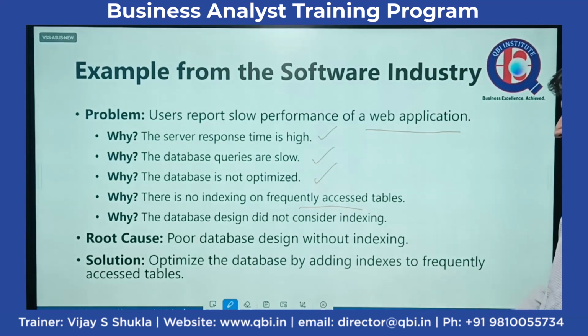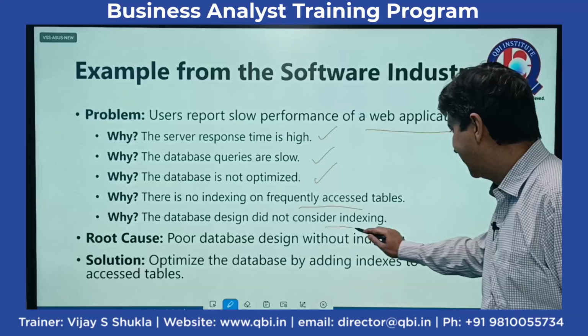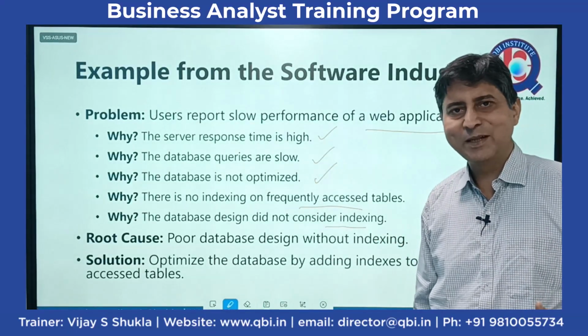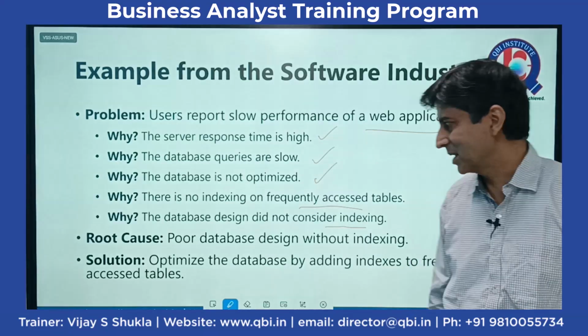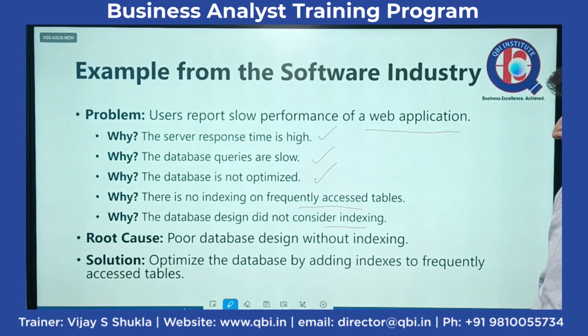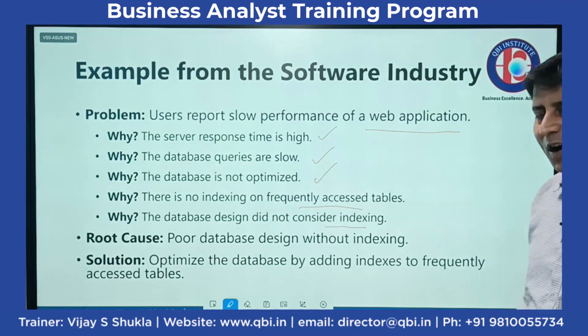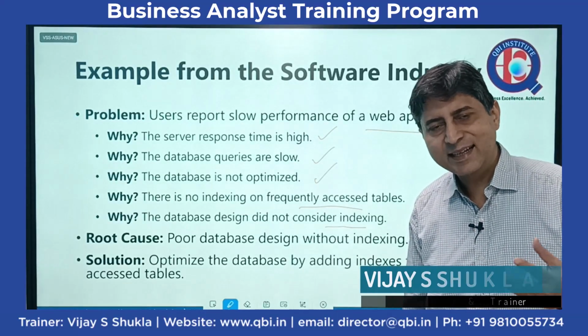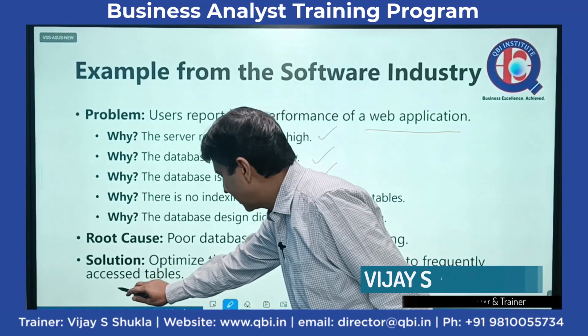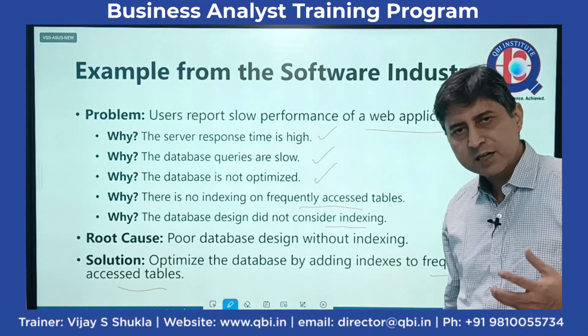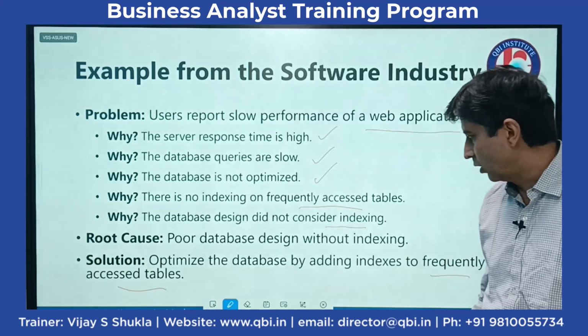Why? Again, the database design did not consider indexing. So system designers and developers omitted indexing for the frequently accessed tables. So as we ask why 5 times, there is this root cause. The root cause is the poor database design without indexing. The solution: optimize the database by adding indexes to the frequently accessed tables. So this is one example wherein we asked why 5 times and we came up with the solution.